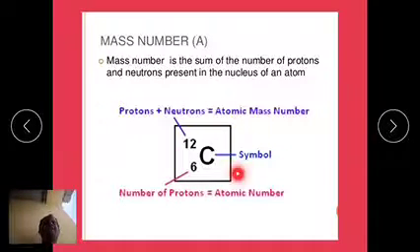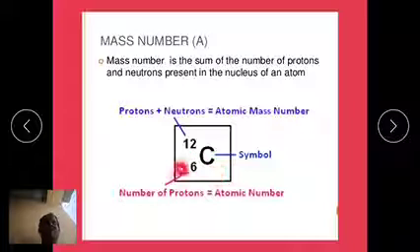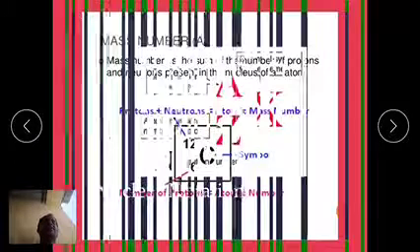Example, C-12 with 6. C is the symbol of carbon. 6 indicates the number of protons, that is called the atomic number. This 12 indicates the sum of the protons and neutrons present in the carbon atom. Simply, the sum of the number of protons and neutrons present in the nucleus of an atom is called the mass number.